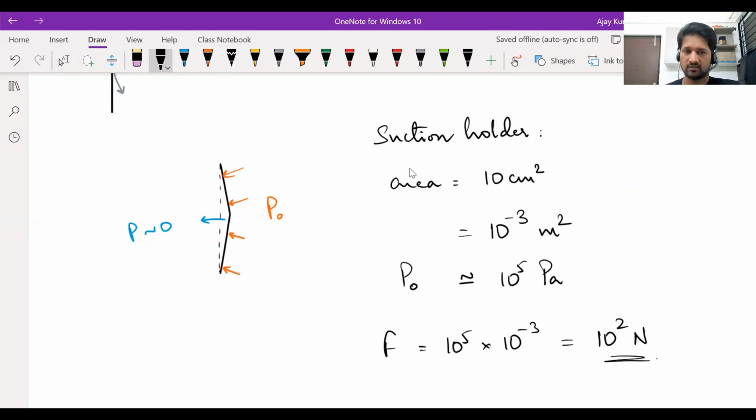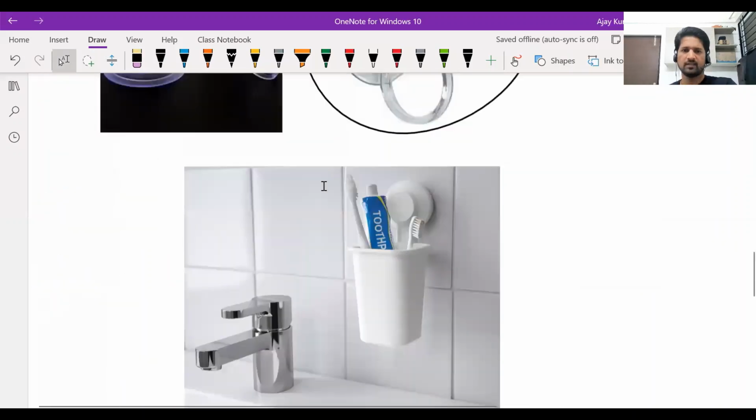That's quite significant. Okay. So once you press the suction holder against a smooth surface, ensuring no air enters, the atmosphere will effectively be pressing it against the wall or the tile with a force of 100 newtons. That is why the suction holder does not come out. If you can somehow exert a force greater than this, then you will be able to force it out. Okay. You can pull them out.